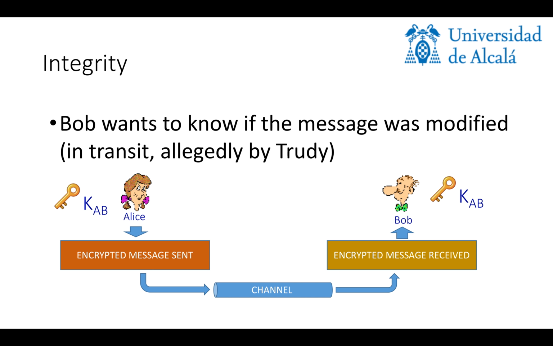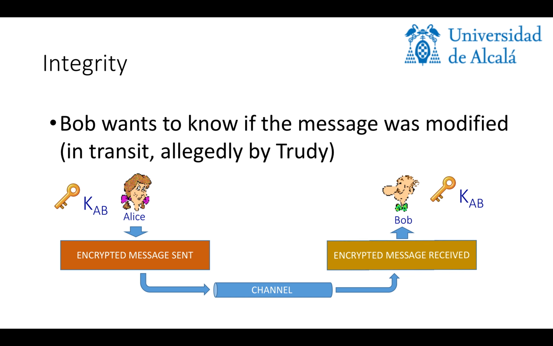Integrity is a bit more tricky. Here, Bob wants to know if the message was modified, allegedly by Trudy, in transit. So, the interesting thing here is that this setting does not provide integrity. In this particular case, if Trudy messes with the channel, it obviously would alter the message received by Bob.